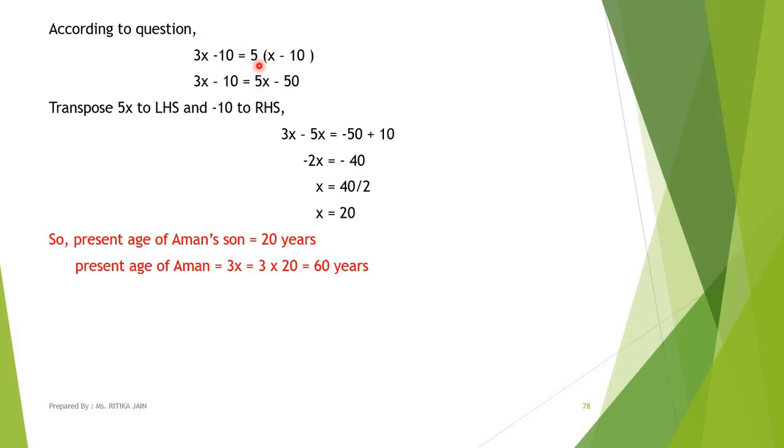Now we will solve it. So open the bracket, we will get 5x minus 50. Transpose 5x to the LHS and minus 10 to the RHS. You will get minus 2x equals minus 40. As we have minus on both sides of the equal to sign, the minus and minus will get cancelled out. So the value of x will be 40 by 2. It means x equals 20. So the present age of Aman's son is 20 years and the present age of Aman will be 3x equals 3 into 20. It will give you 60 years.